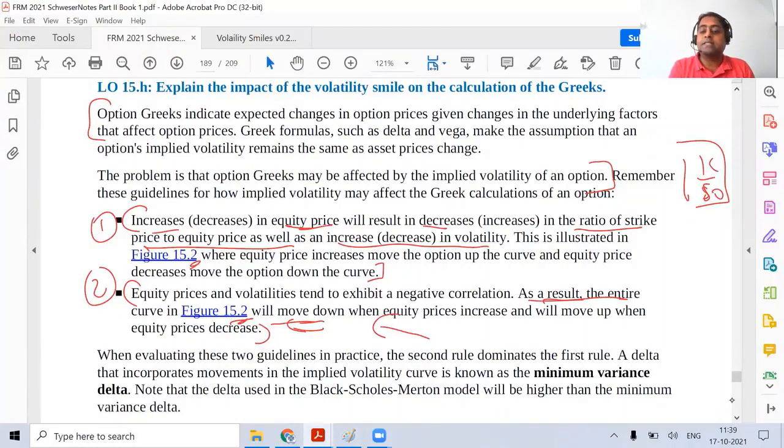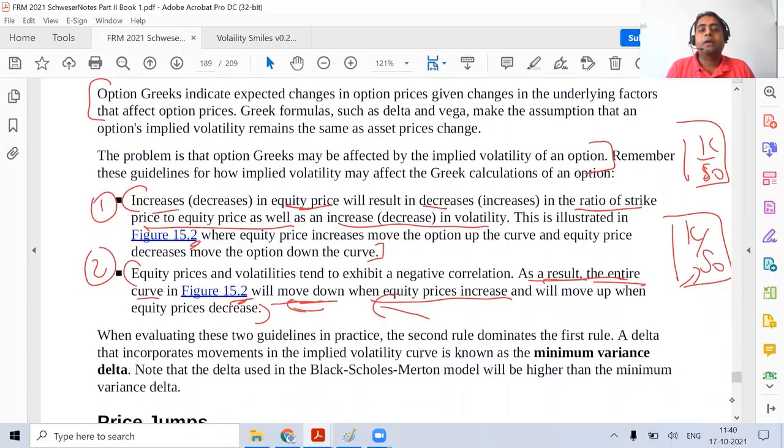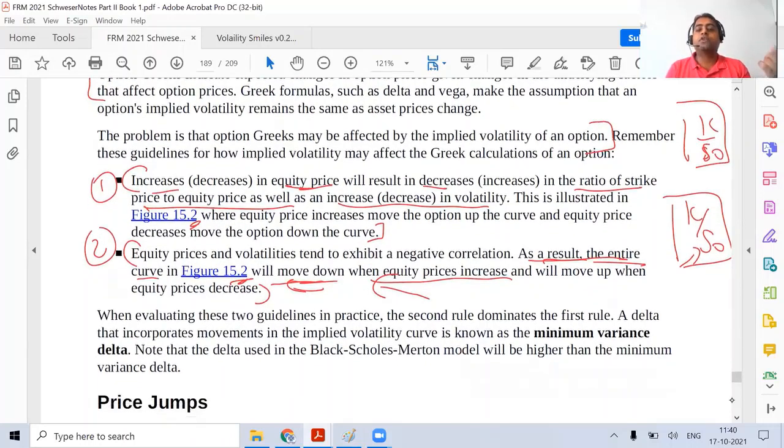You can read this. As a result, the entire curve will move down when the equity prices are increasing. Why? Because it is K by S0. When the equity prices are increasing, your entire ratio will go down. That means you're going to the left hand side. When the equity prices are going down, your entire diagram will go towards the right hand side. So these two things you have to remember with respect to the implied volatility affecting the Greeks.